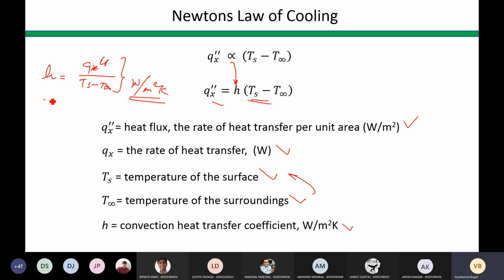You take any book on heat transfer, you will find the symbol used to represent the heat transfer coefficient or convective heat transfer coefficient is small h. Any book.